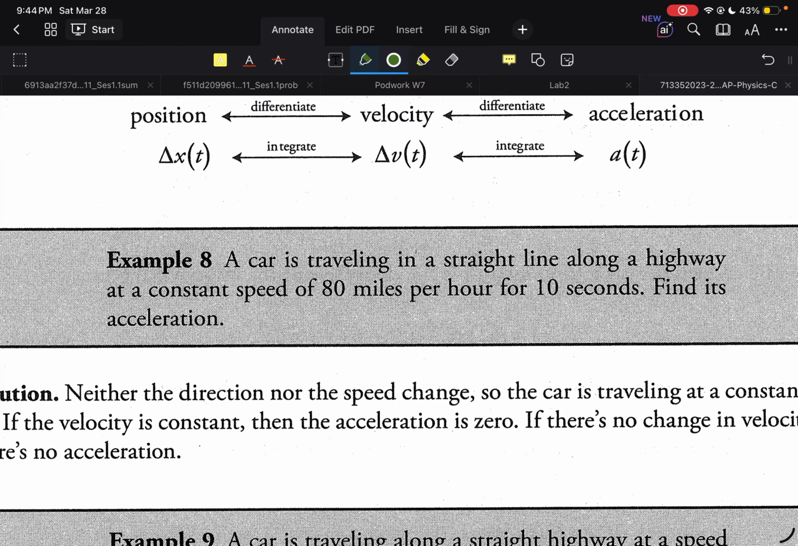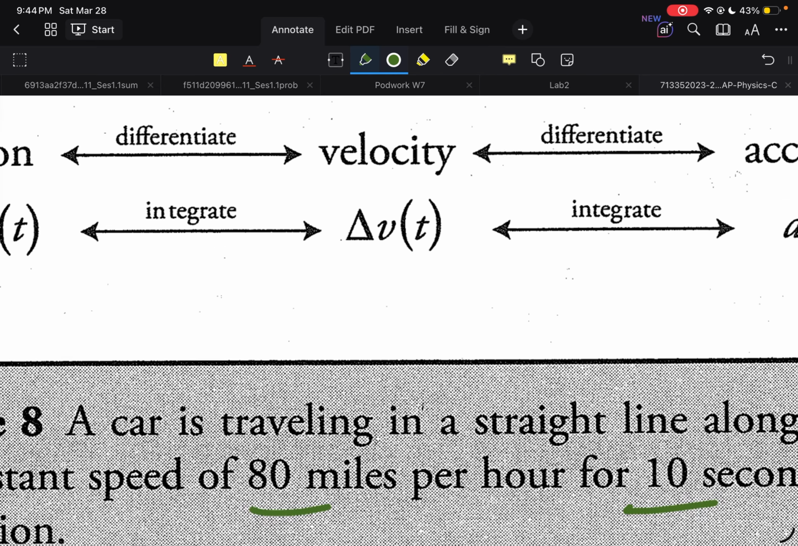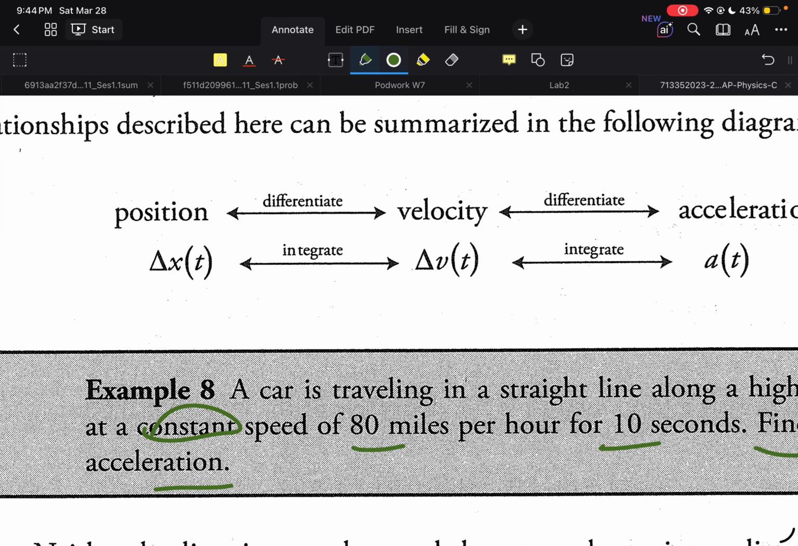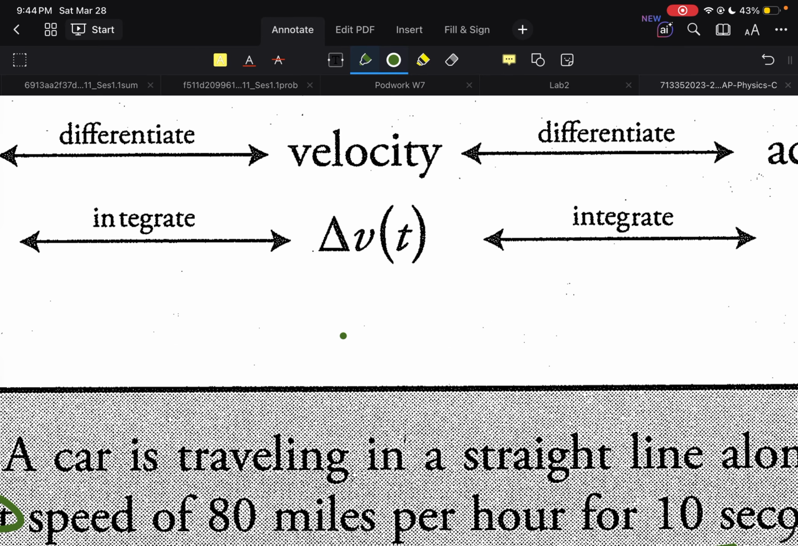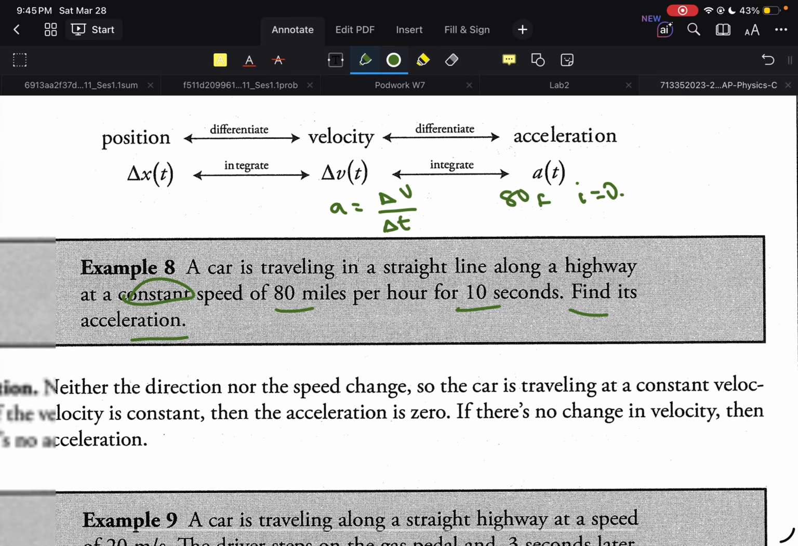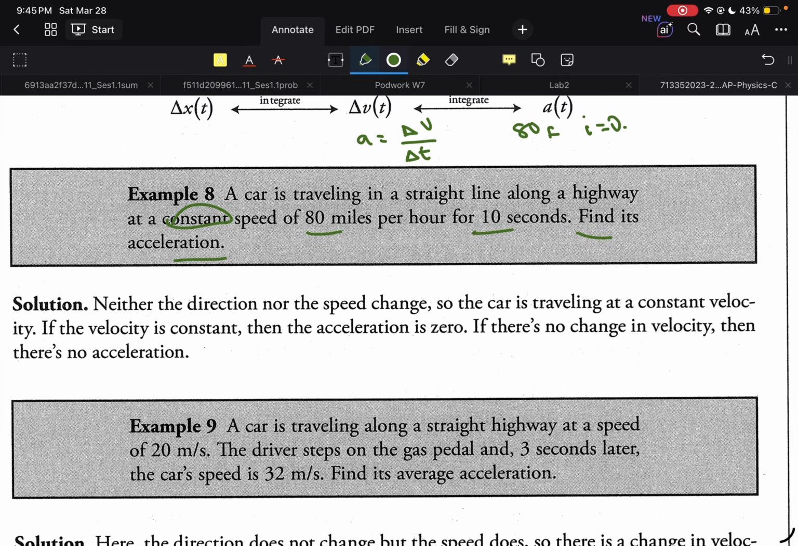Okay, a car is traveling in a straight line along a highway at a constant speed of 80 miles per hour for 10 seconds. Find its acceleration. I think the key thing here is constant speed. So again, acceleration is equal to change in velocity over change of time. We see that velocity is 80 at the final and 80 at the initial. So this is 0. Unfortunately it's not 8, but it is actually 0.